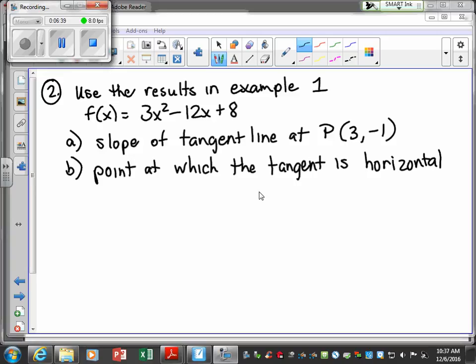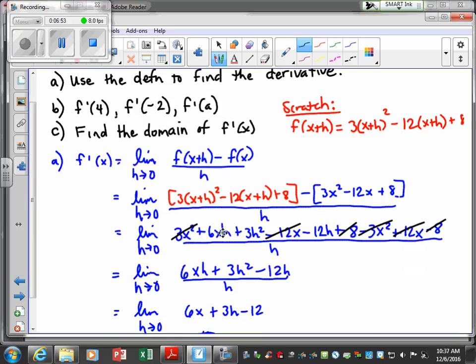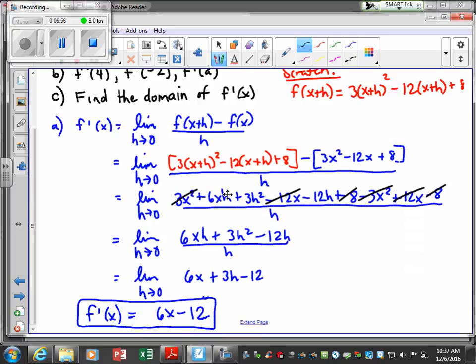First of all, for part A, the slope of the tangent line, what is that? That's what we calculated, right? The derivative. So let's look back at that. So this is what we've calculated right here. This is the slope of the tangent line, which would be 6x minus 12. So that's also the derivative.